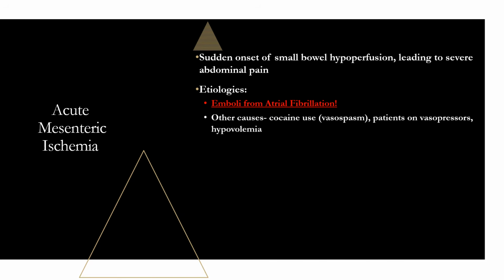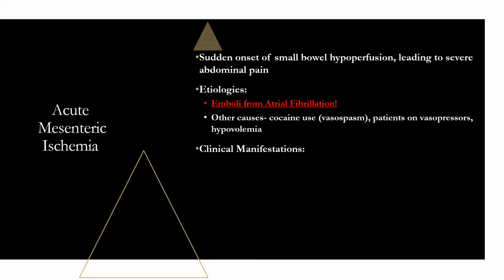There's a few other causes. Sometimes you'll see it in patients with cocaine use due to the vasospasms. Patients on vasopressors can have this as well. And then patients who are volume depleted and have hypovolemia can also have acute mesenteric ischemia. For the boards, though, just remember emboli from AFib.